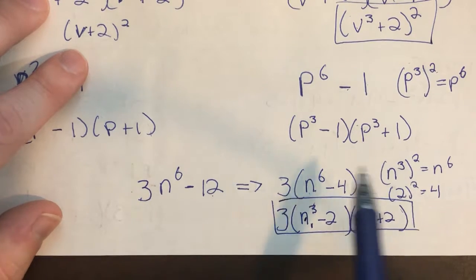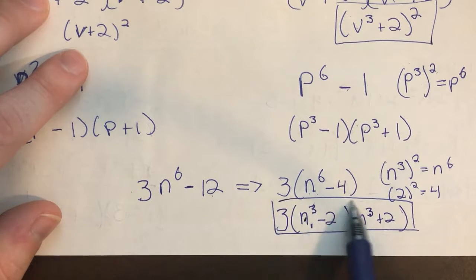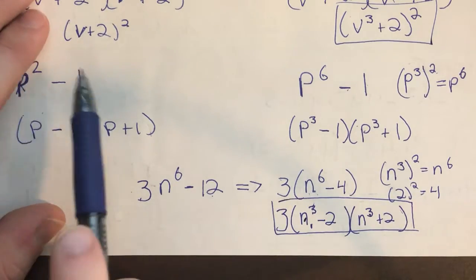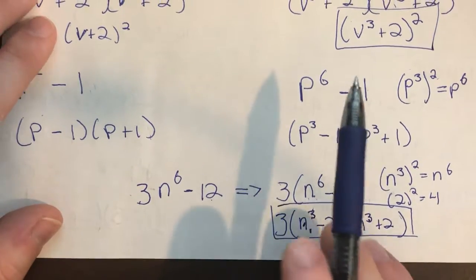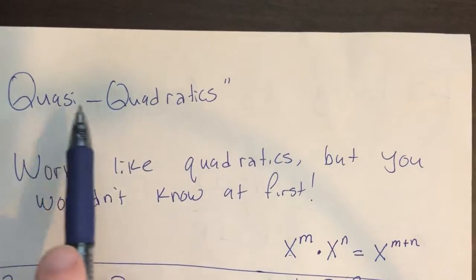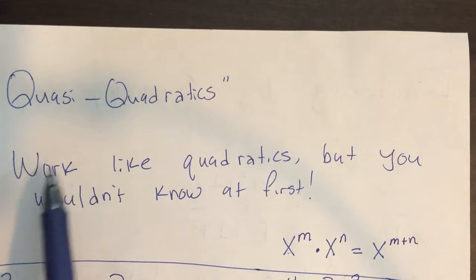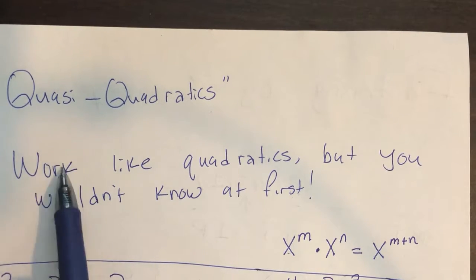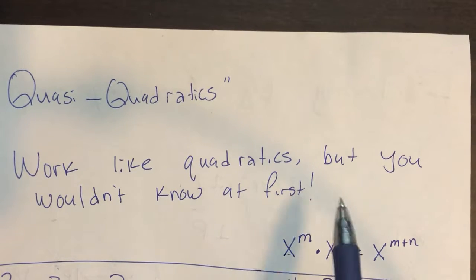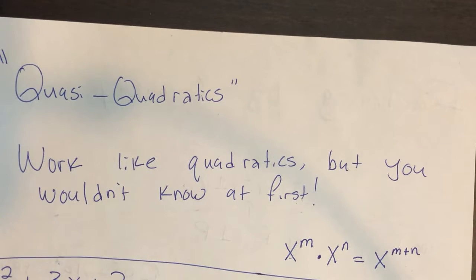So again, even though this was not a quadratic, we were able to use the ideas of quadratics in order to solve them, and that's why we call these quasi-quadratics, because when we factor them out, they work like quadratics, but you wouldn't know it just by looking at them at first, okay? So with these ones, it's going to look intimidating.